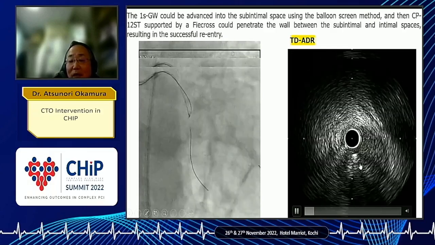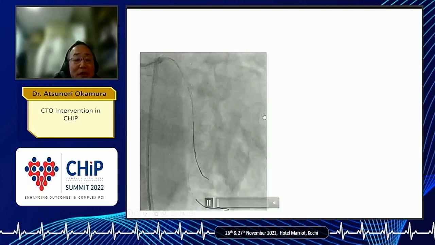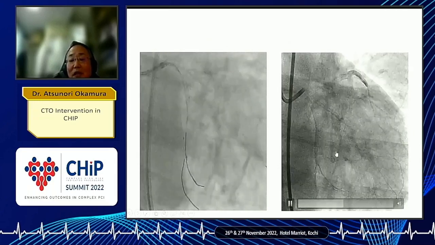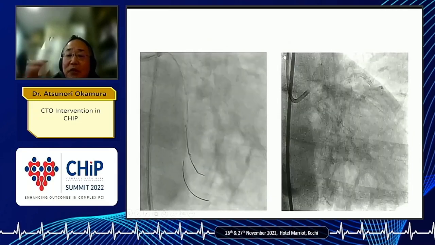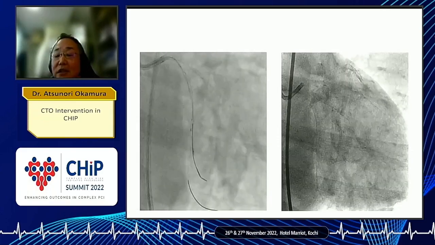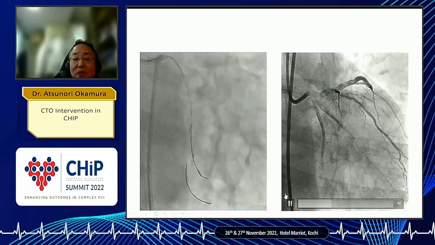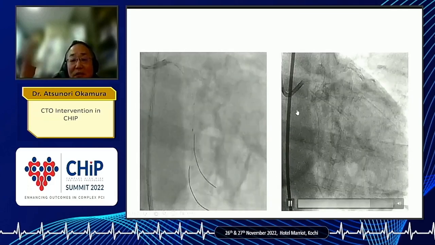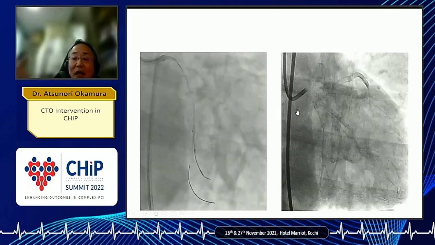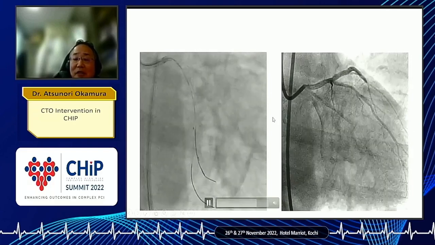Then I advanced the microcatheter here. Then I advanced the soft wire here. So I got a good reflow like this. So I also used contrast media around 30cc at that time. So this is IVUS guided wiring. So if we use this kind of technique, you can treat these complex CTO interventions with minimal contrast media and also minimum complications like this.